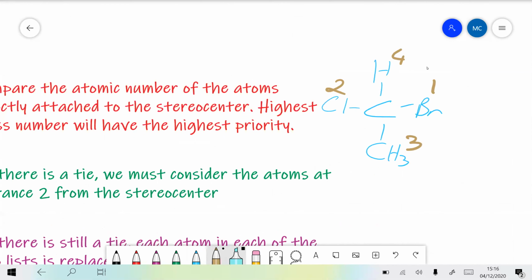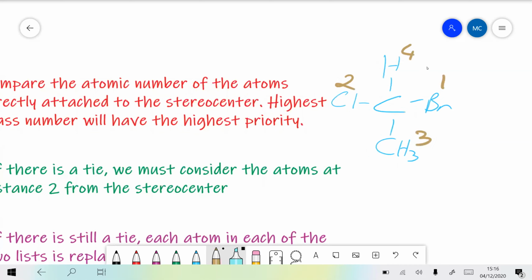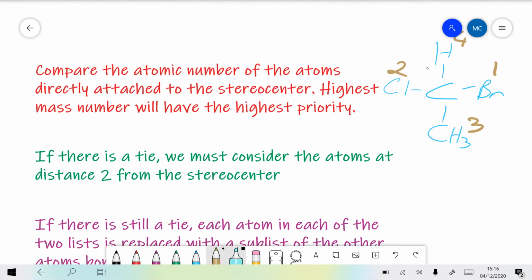You'd be surprised how many times this will be the case. In fact, most of the time you'll have at least 1 carbon, 1 hydrogen, 1 heteroatom, and the 4th atom would be the one that you would need to consider most. So the highest priority is given 1, the lowest priority is given the number 4.